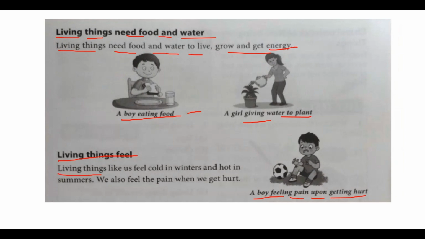So living things like us feel cold in winter. So when there is winter, living things feel cold, and hot in summer. We also feel the pain when we get hurt.